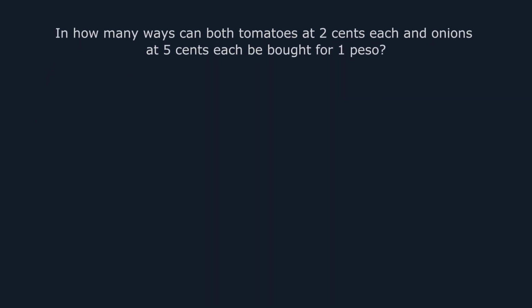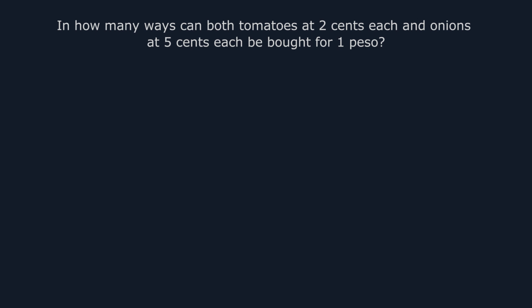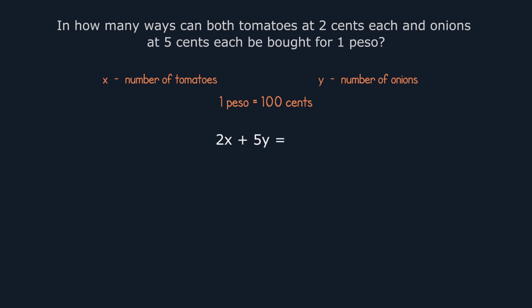Let's start by assigning some variables to represent the quantities of tomatoes and onions. Let x represent the number of tomatoes at 2 cents each, and y represent the number of onions at 5 cents each. We know that 1 peso is 100 cents, so the total cost of tomatoes and onions combined is 100 cents. This gives us the equation 2x + 5y = 100. Now, let's simplify the equation by solving for x in terms of y. Rearranging the equation, we get x = (100 - 5y)/2.